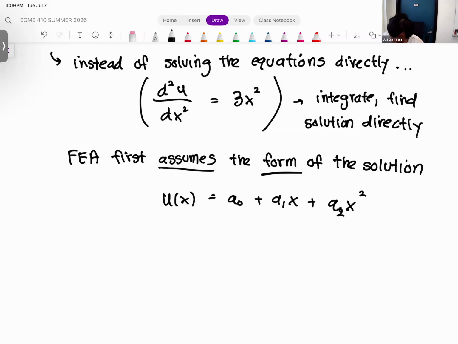Then, once we have assumed the solution, FEA is going to solve for these unknown constants, A0, A1, A2, in order to best fit the governing equations.